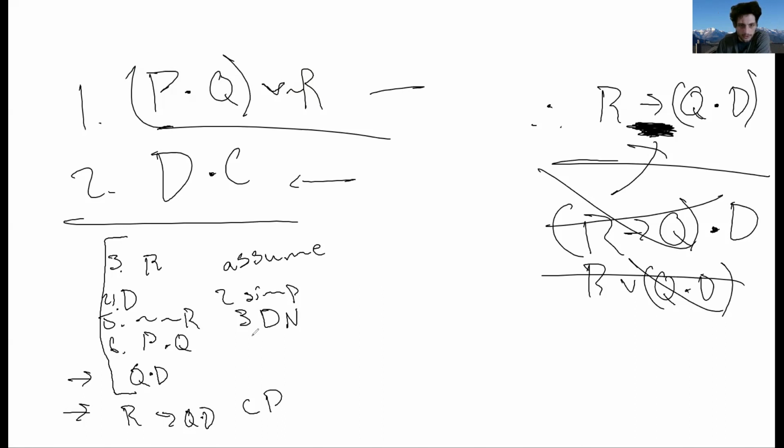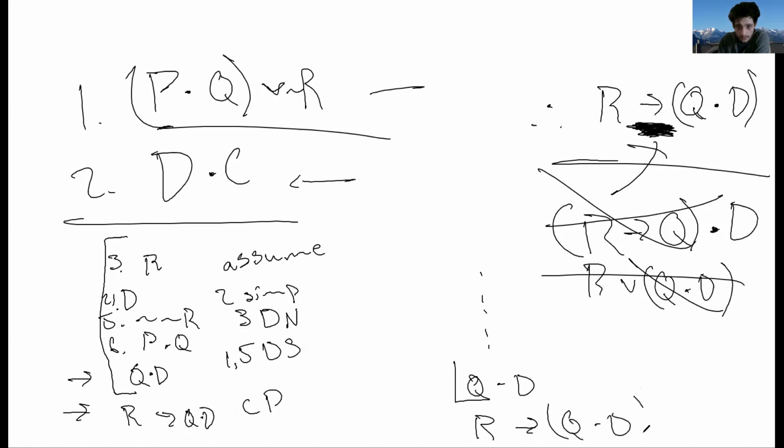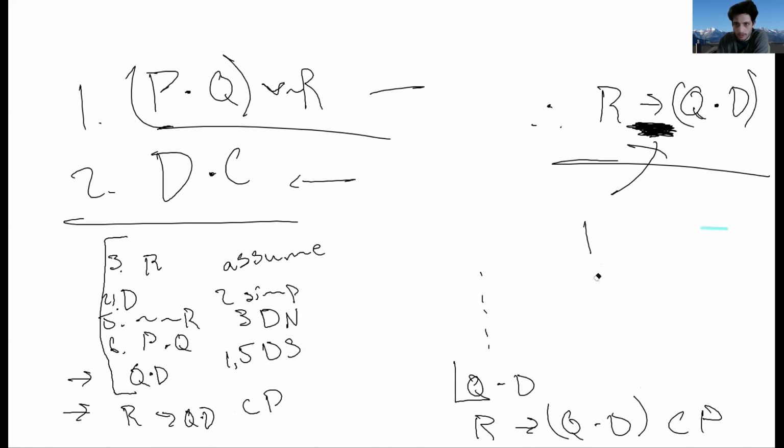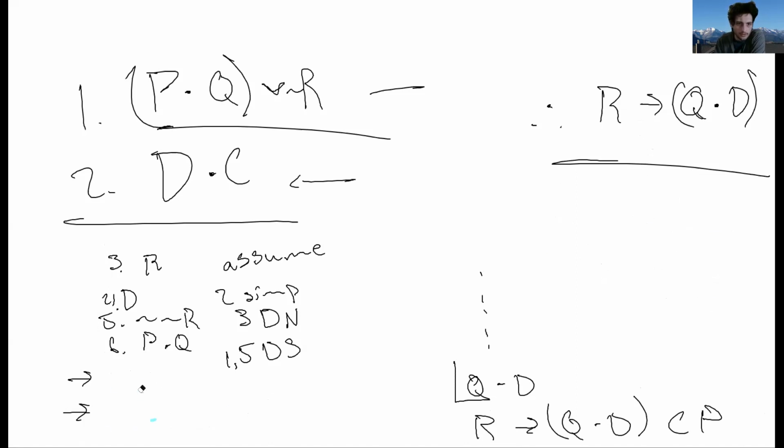Okay, so 6 is just going to be a DS with 1 and 5, right? We're trying to get to Q and D. And then if we can do that, we'll get our conclusion. That's how the proof is supposed to end at the end of the day. Let me go ahead and take that out because we're running out of room right there.